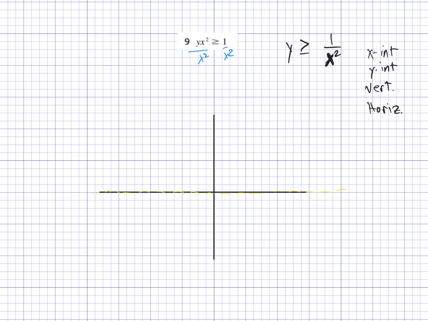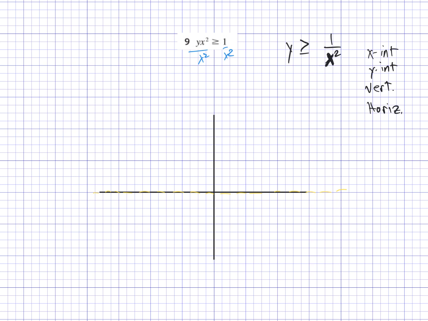Okay, so let's go through everything else as a review. X-intercept, what makes the numerator go to 0? Well, nothing. Okay, so if that's the case, then it appears that you have a horizontal asymptote, which is what we said. We'll get to that in a second.